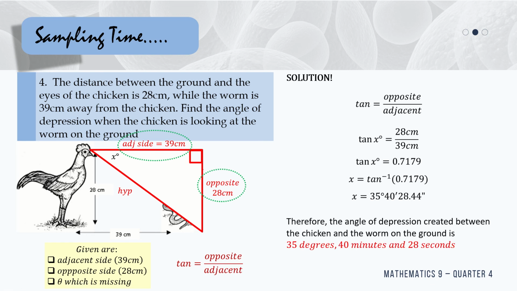Therefore, the angle of depression created between the chicken and the worm on the ground is 35 degrees, 40 minutes, and 28 seconds. Nga 28 seconds lang, sir, asa man ang 0.44? Okay, if mag-round off ta sa ones place, which is 8, ang number nga nagsunod sa decimal place is 4. Below 5, 4, 3, 2, 1, ignore, di siya maka-add up 1 sa 8. So therefore, cancel na ang 0.44, mabilin 28 na lang. Mahimo rin siyang 29 if ang number right after sa decimal point is 5 and above: 5, 6, 7, 8, 9. Okay?